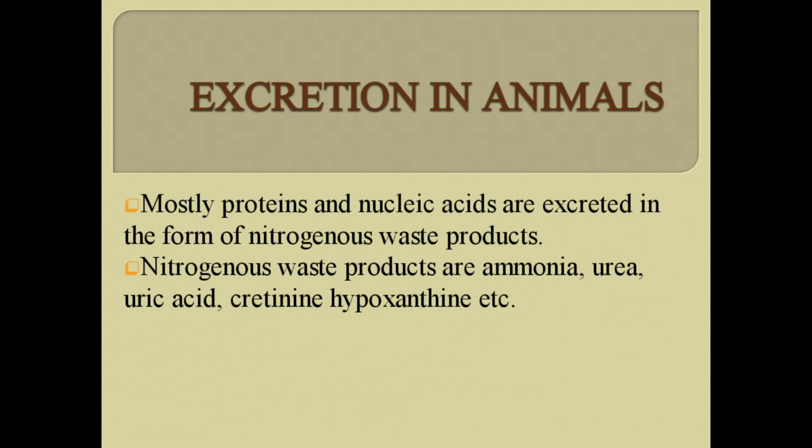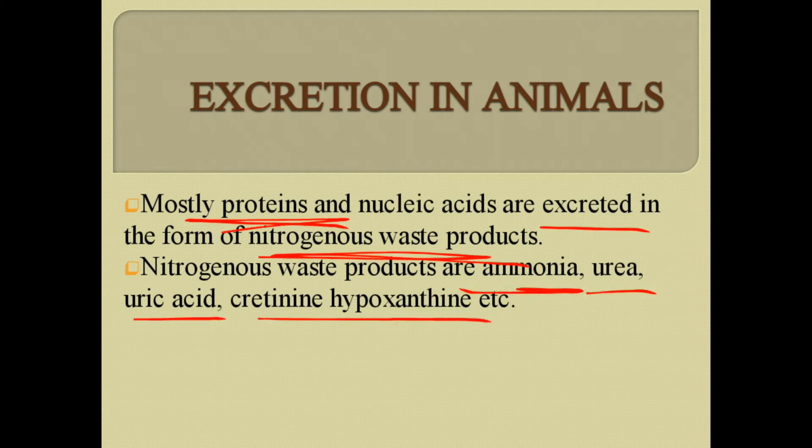Now excretion in animals. As we have discussed, the metabolism in animals is mostly protein based, and the waste from this protein based metabolism is excreted in the form of nitrogenous waste products like ammonia, urea, uric acid, creatinine and hypoxanthine. And these nitrogenous waste products we will discuss in detail.